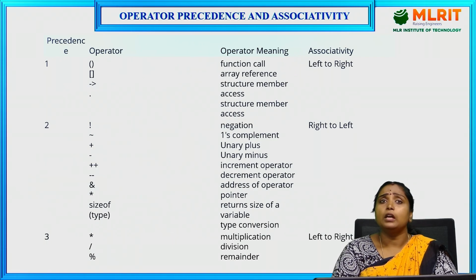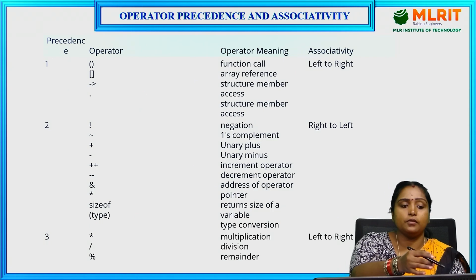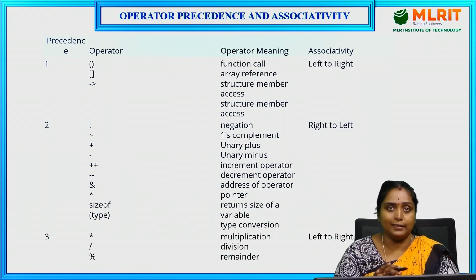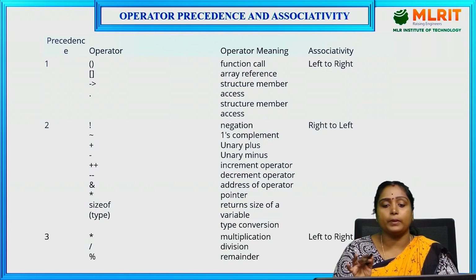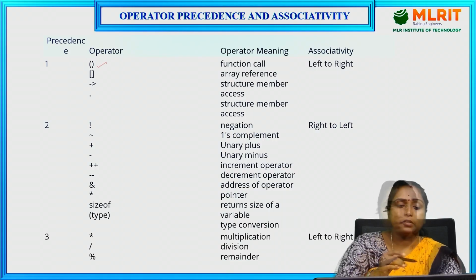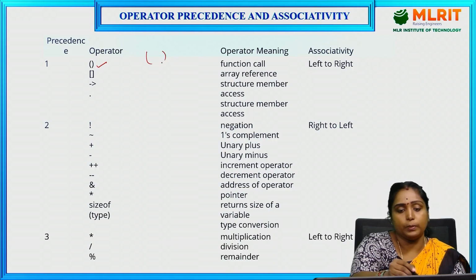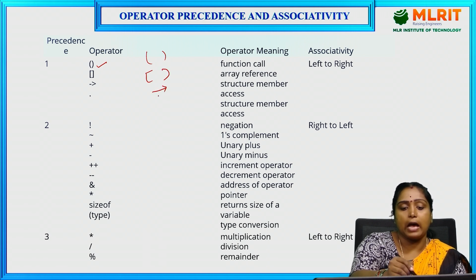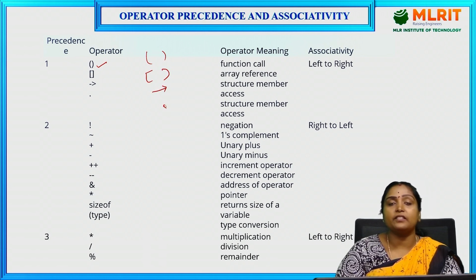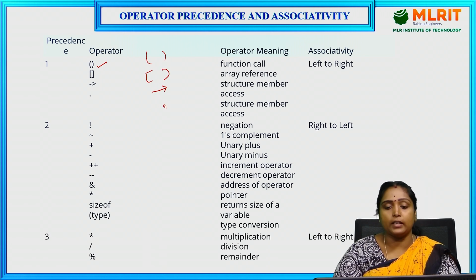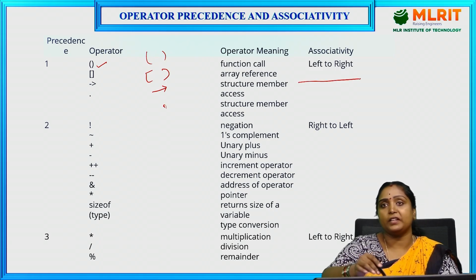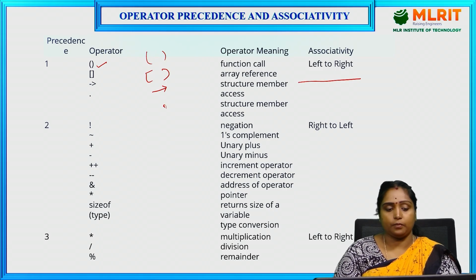Coming to operator precedence. Here the first column is precedence, the first priority, and the second column lists the operators, operator meaning and associativity. The parentheses, open and close, square brackets, arrow operator and dot operator come under the first priority, and the associativity of these operators is from left to right. You have to solve them that way.